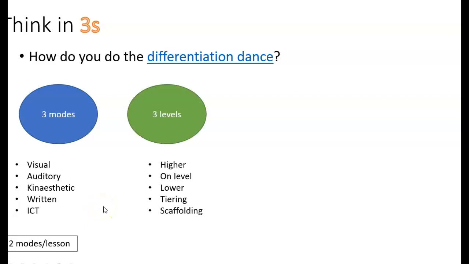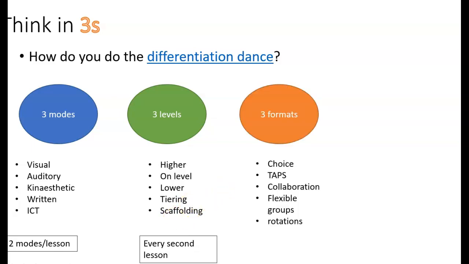And if you look at three levels, high, on, and low, we're using tiering and scaffolding to support those different levels. You might not use that intentionally every lesson, but you'll be surprised how often you use it, and maybe every second lesson we aim for that. And three formats: group work, rotations, TAPS, choice, all the ways we organise the mechanics and logistics of learning in our classroom. Maybe not every lesson, but we use three formats.